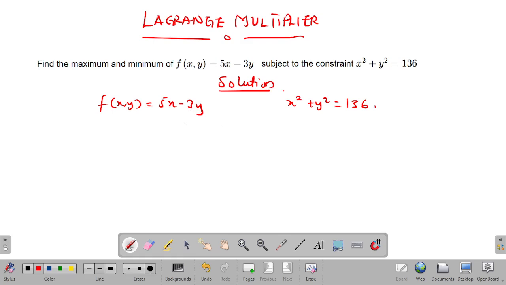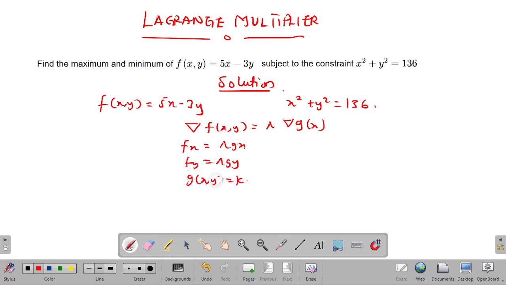We use the algorithm: the derivative of our function f of x y should be equal to the Lagrange multiplier lambda multiplying the derivative of our function g of x y, which is our constraint. This will yield f x is equal to lambda g x, f y is equal to lambda g y. Then we add the last equation, which is g of x y is equal to k. That is our constraint, to get three equations to solve. So let's do the first one.